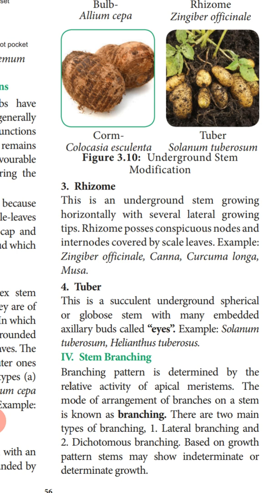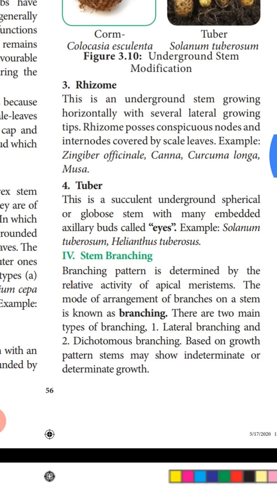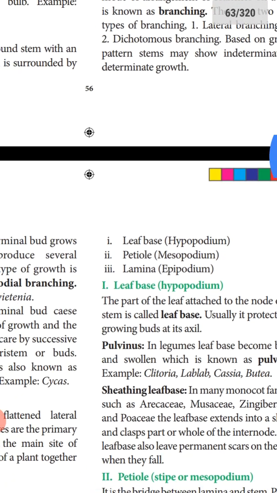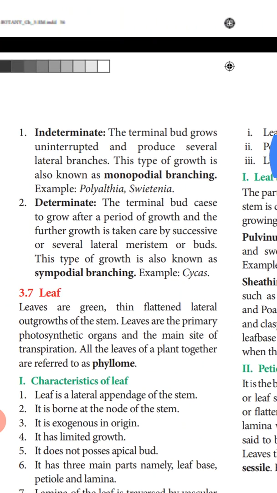Next we are going to study the branching in the stem. The branching pattern is determined by the relative activity of the apical meristem. The mode of arrangement of the branches on the stem is known as branching. There are two main types of branching: lateral branching and dichotomous branching. Based on the growth pattern, the stem may show indeterminate or determinate growth. So here we are going to study the two types of branching: indeterminate and determinate.